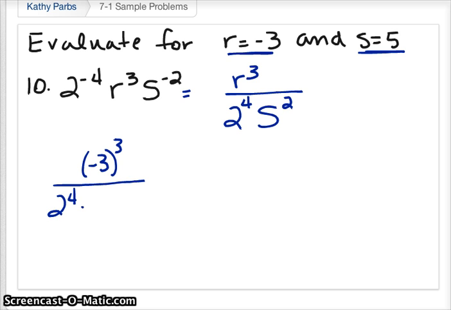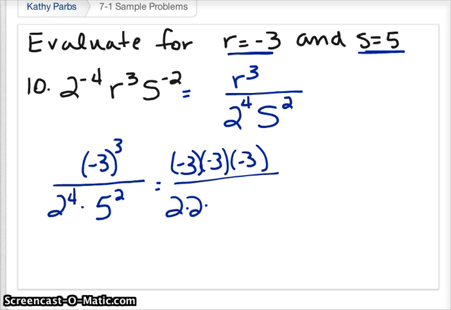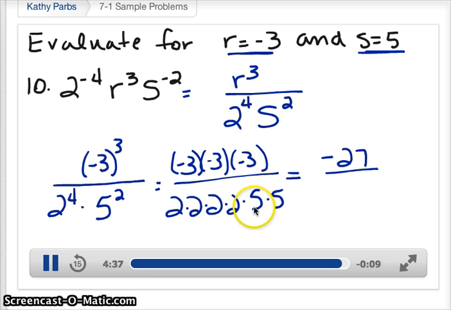2 to the 4th times 5 to the 2nd. So we have a negative 3 times a negative 3 times a negative 3 divided by 2 times 2 times 2 times 2 times 5 times 5. Because 2 to the 4th is 2 times itself 4 times. 5 squared is 5 times itself twice. A negative 3 times a negative 3 is a positive 9. A positive 9 times a negative 3 would be a negative 27. 5 times 5 is 25. Times 2 is 50. Times 2 is 100. Times 2 is 200. Times 2 is 400.